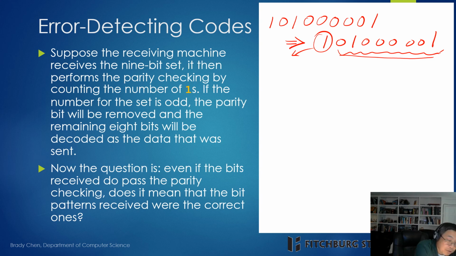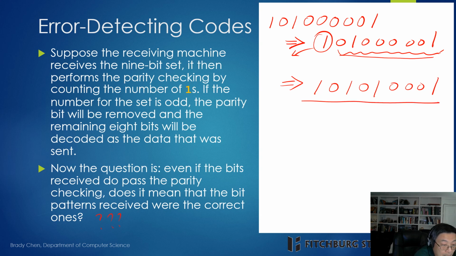So the question now is, even if the bits received do pass the parity checking, does it mean that the bit patterns received were the correct ones? That's the question we have. Now we know if the receiving side receives 9 bits which contain an even number of ones, like this, so now you've got 4 ones, then there must be some transmission error, but we cannot tell which bit has an error.